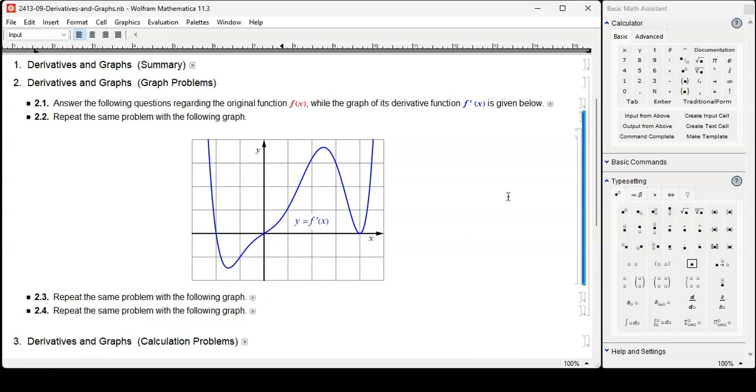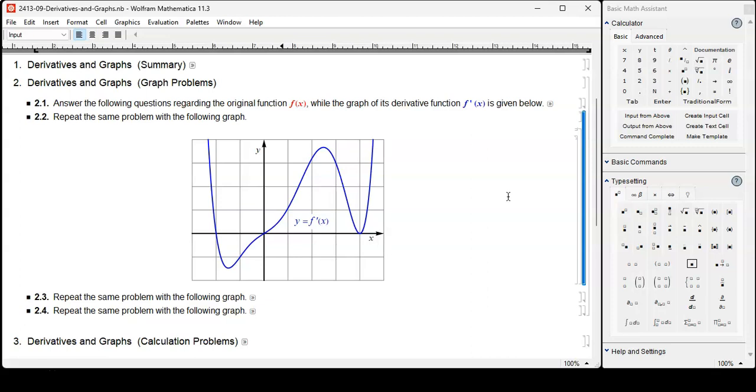And then for each interval, you have to answer increasing or decreasing, depending upon whether the derivative is positive or negative, or equivalently, the graph here, the derivative graph, blue graph, is above or below the x-axis. Good luck.